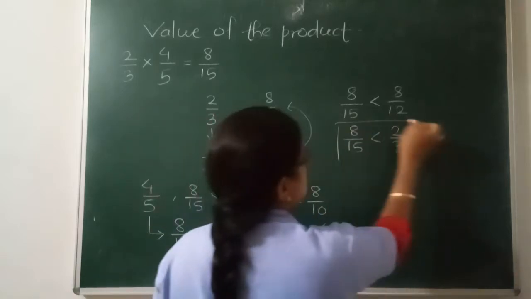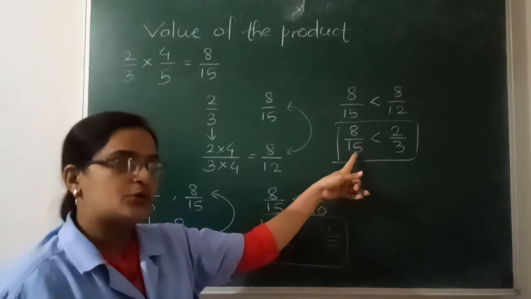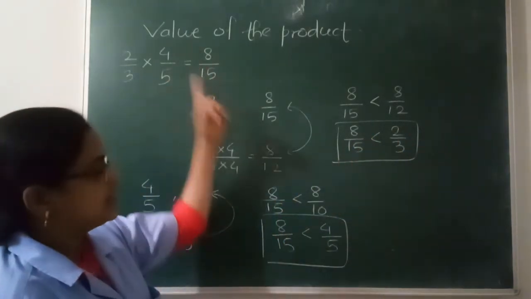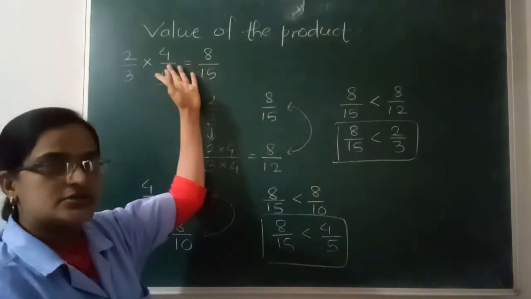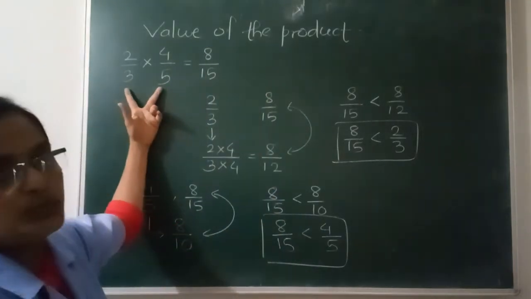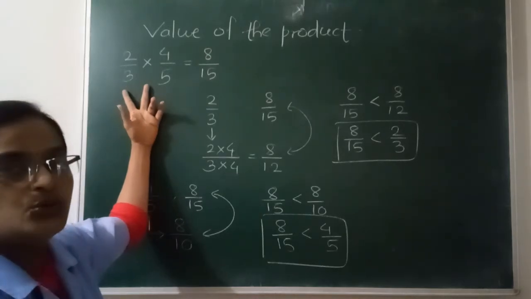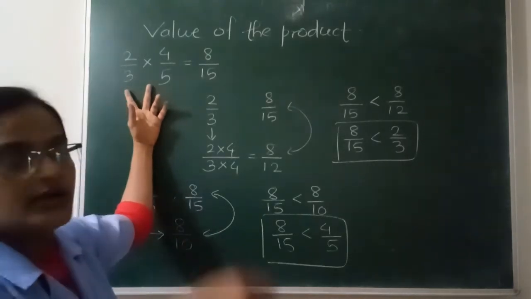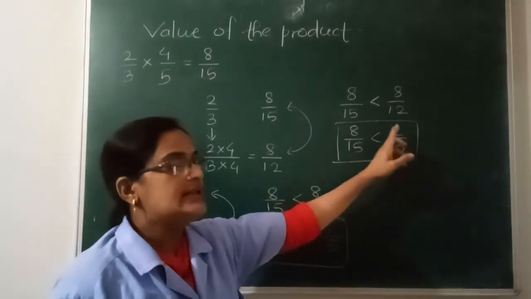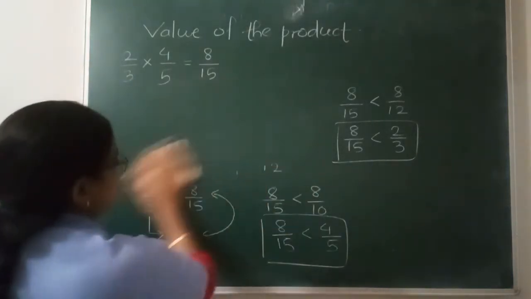So if you observe these two, here 8 upon 15 is our product and 2 upon 3 is our fraction. 8 upon 15 is our product and 4 upon 5 is one of the fractions, right? So from this may I conclude that when you multiply two proper fractions, see both these are proper fractions, if you multiply two proper fractions, then the product is always less than each of them. The product is always less than each of them. Okay, we will discuss one more example so it will be very much clear to you.